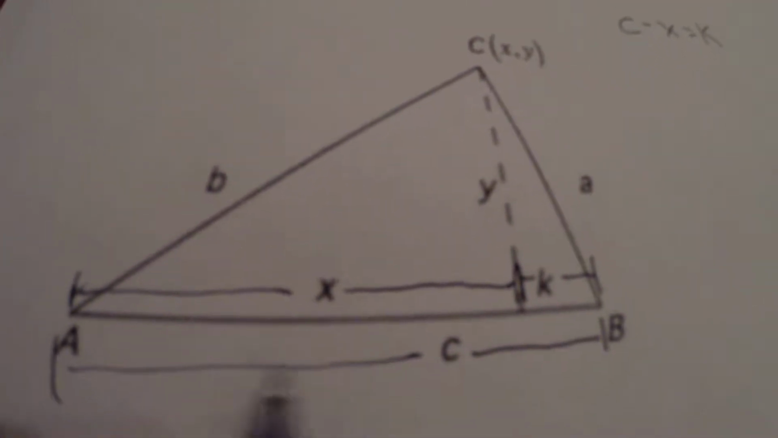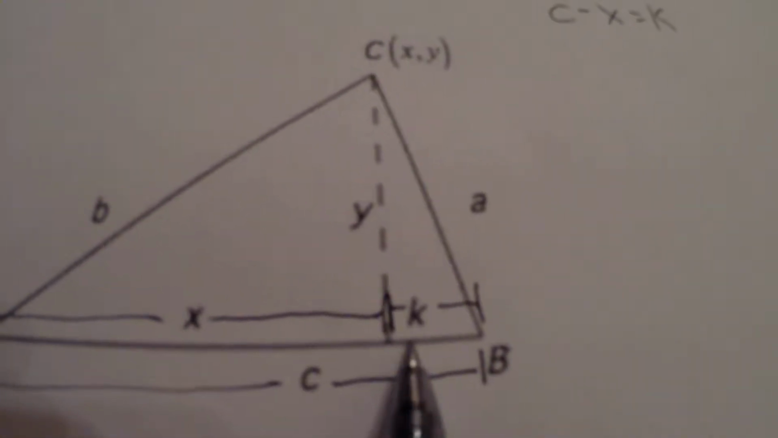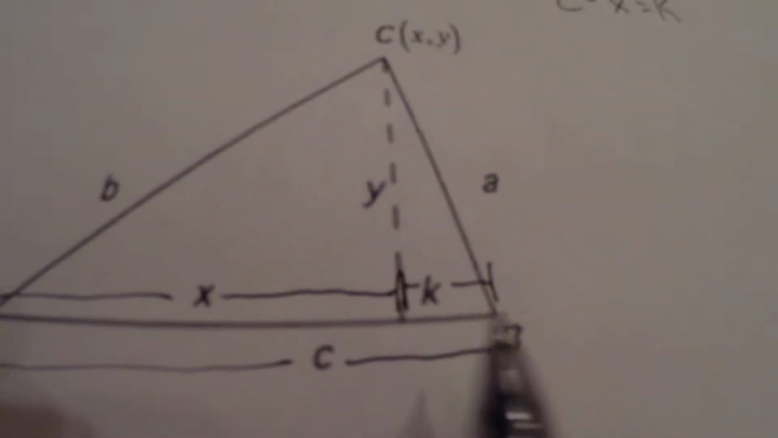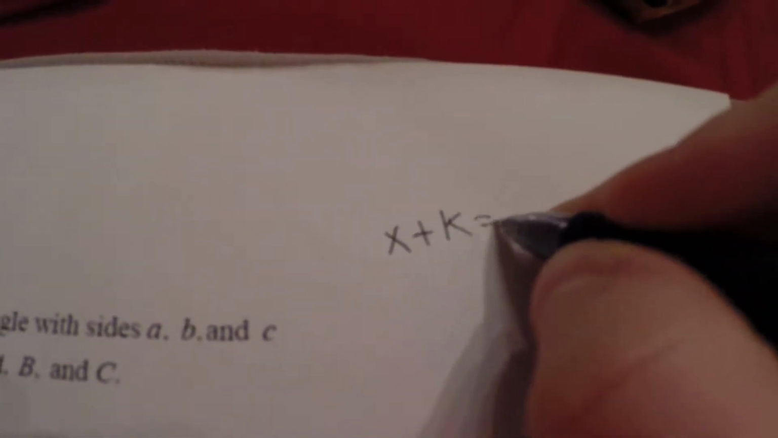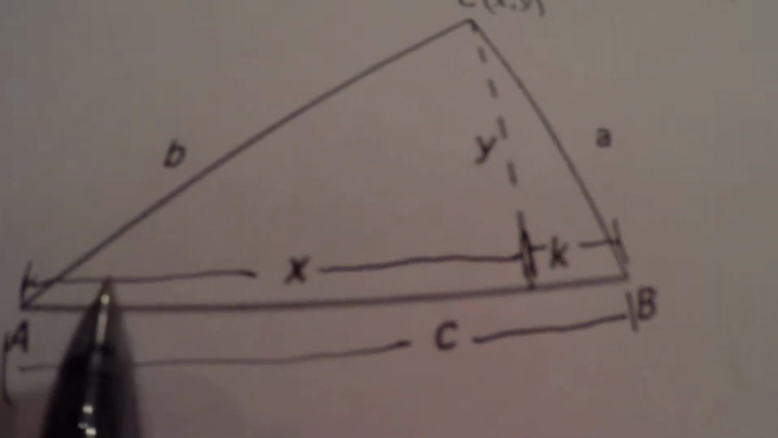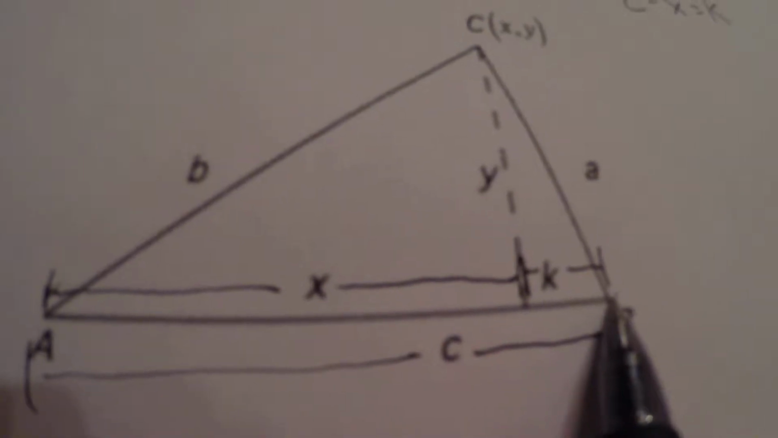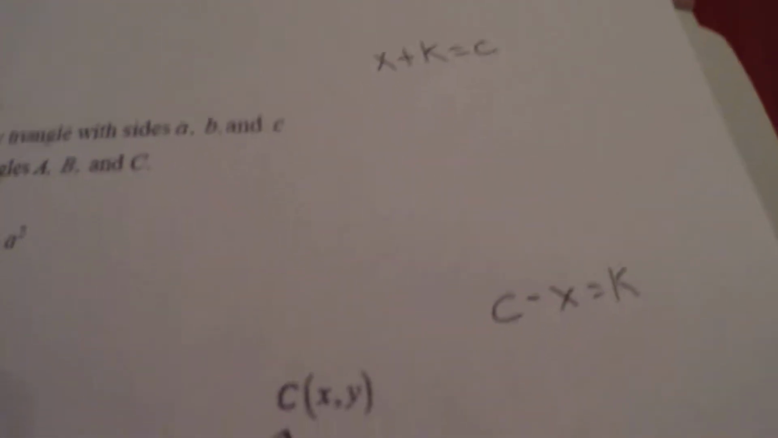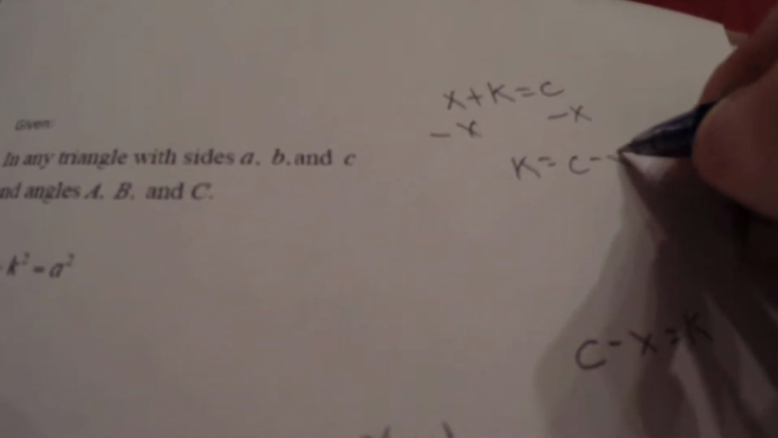In other words, this entire length is C. If I subtract out X, all I'm left with is K. Another way to look at this, X plus K is C. Hopefully that's clear. This length plus this length is this entire length. And so, if I subtract X from both sides, K is C minus X.